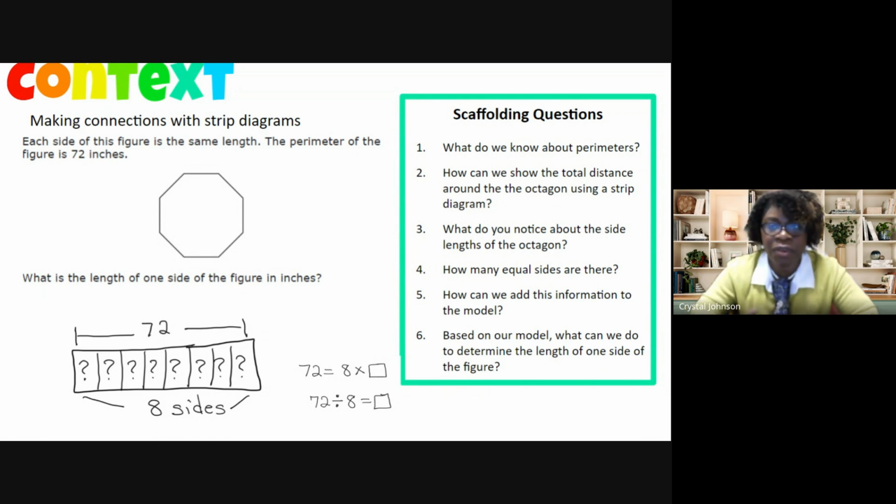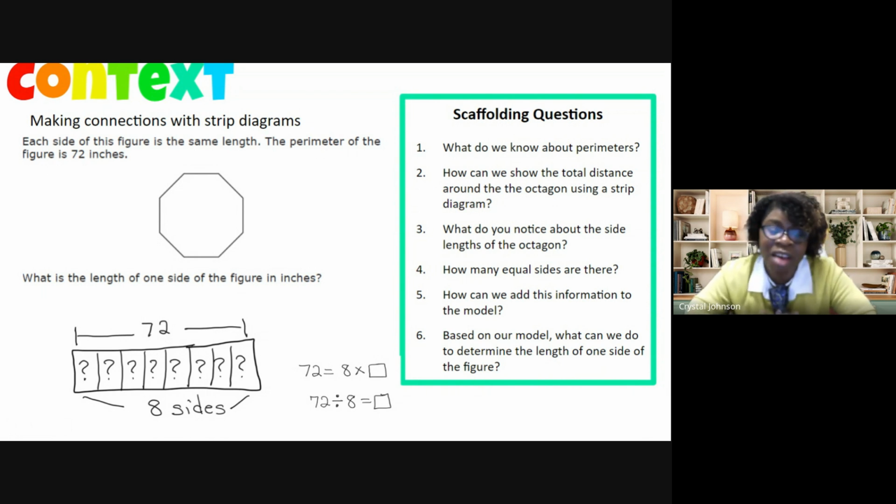So for example, if this is me doing this with my students, number 1, what do we know about perimeters? Most students can tell me perimeters is the distance around. Great. So if we know perimeters is the distance around, how can we show the total distance around the octagon using a strip diagram? Hopefully, students will then tell me that they'll put a strip diagram, a bar, and they'll put 72 at top. If they cannot, that's fine.